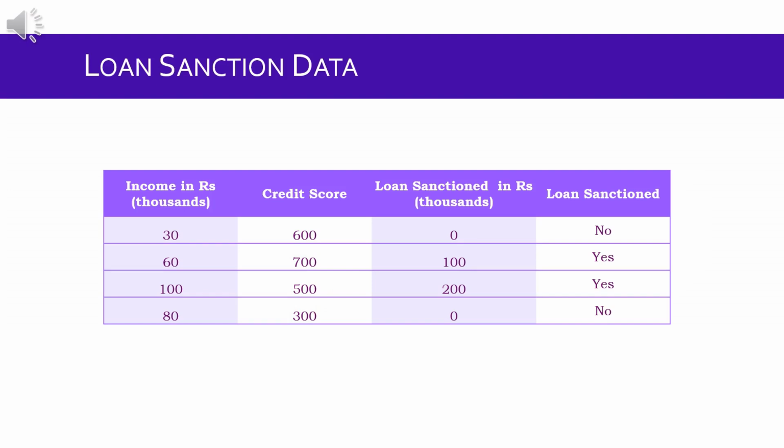Previous loan data is the given input. Income in thousands of rupees of the loan seeker is shown in the first column. Second column shows the credit score. Third column shows the actual loan amount sanctioned in thousands of rupees. Fourth column shows whether the loan is sanctioned or not.